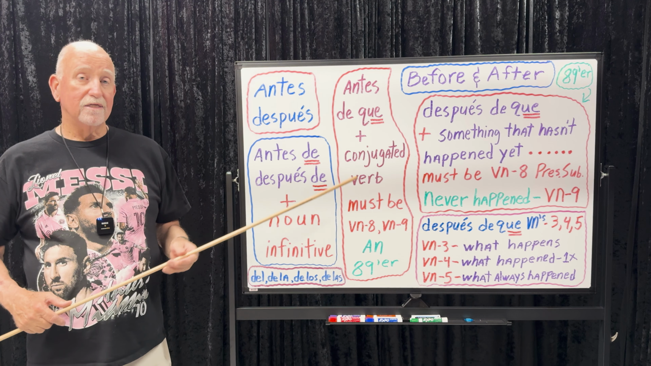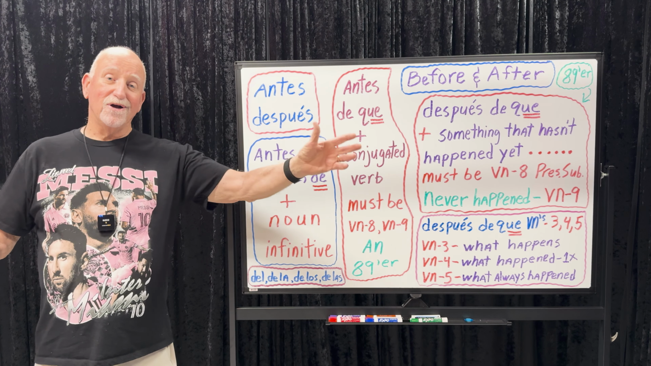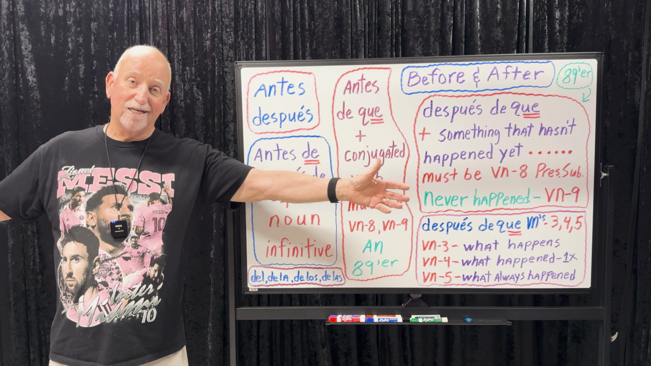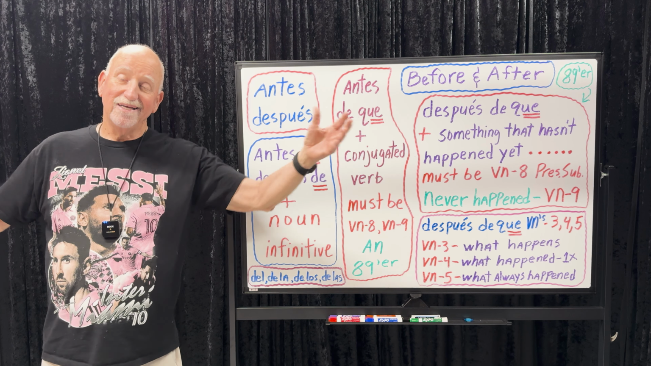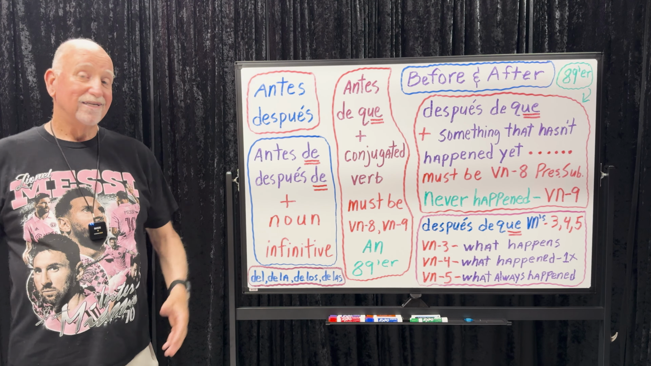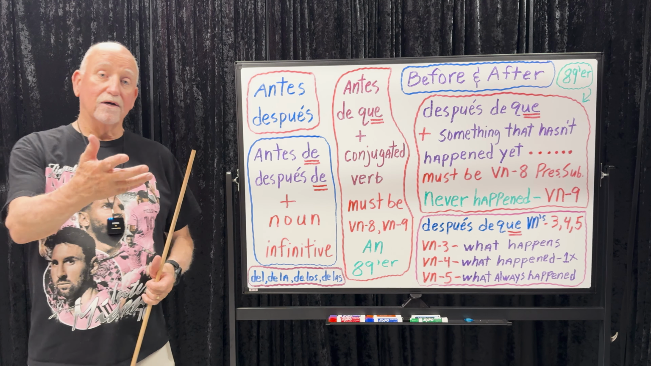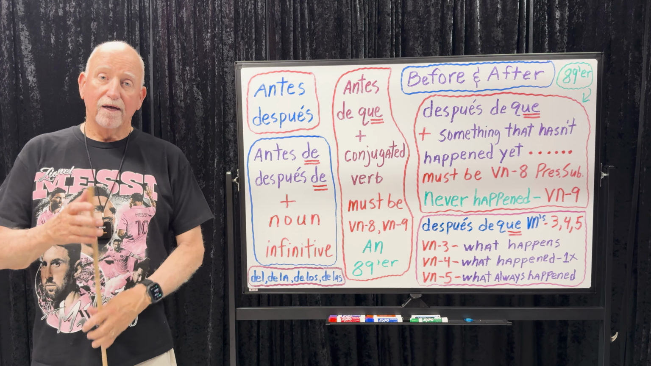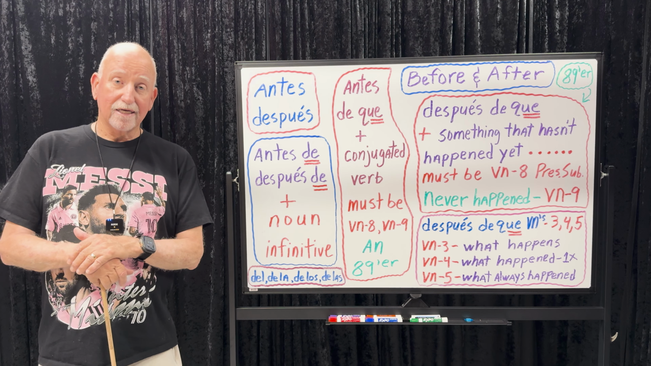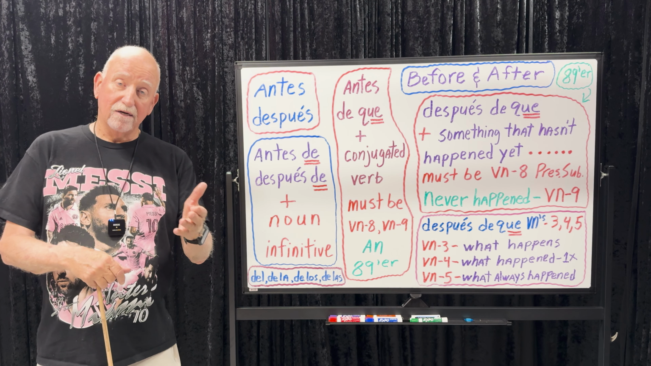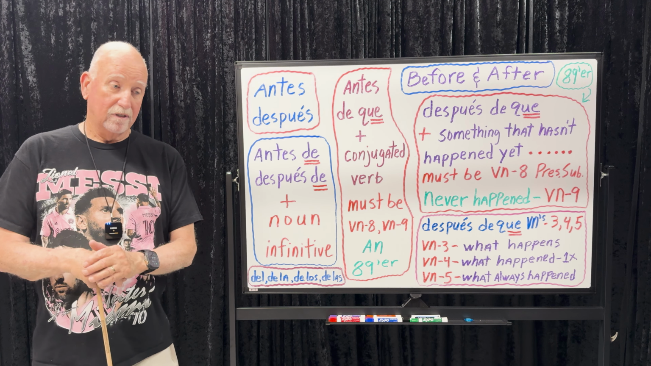Conjugated verb after antes de que, 89er! You got an 89er, ladies and gentlemen. Can you do it? Yes! Sí se puede! Okay, after we get there. No, I'm sorry, we're doing before. Before we get there. Antes de que lleguemos. Before we got there, antes de que llegáramos.